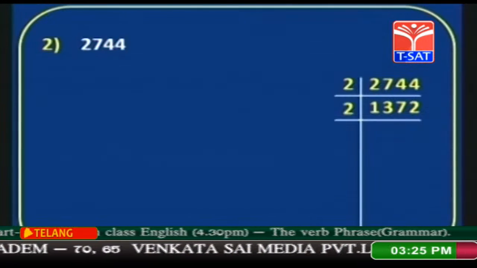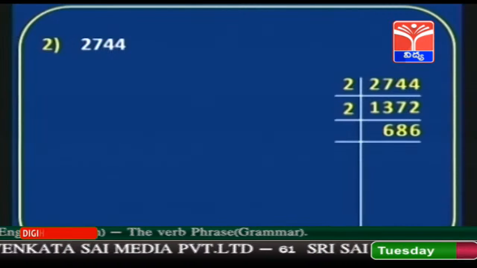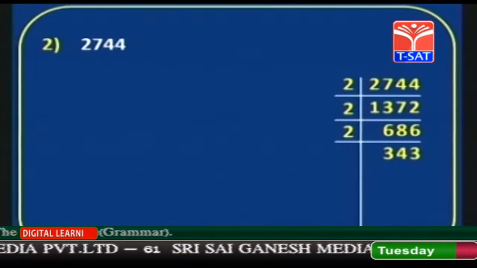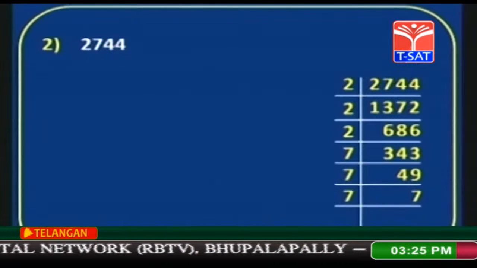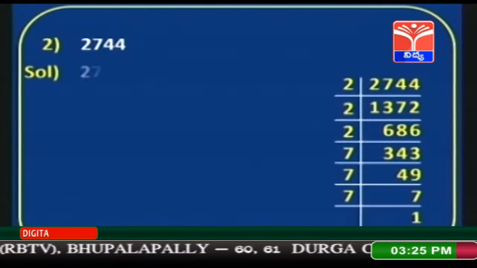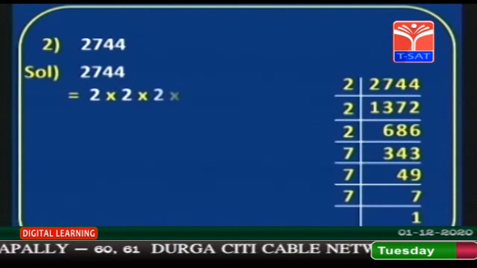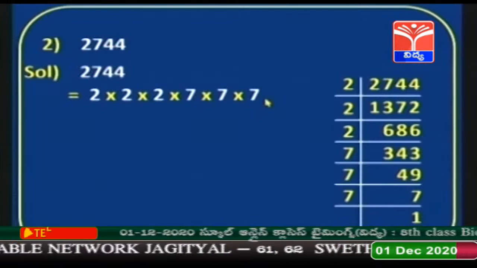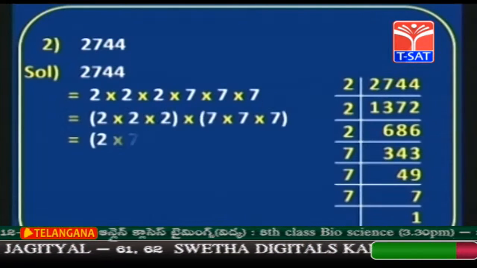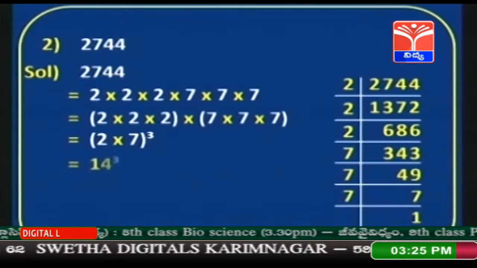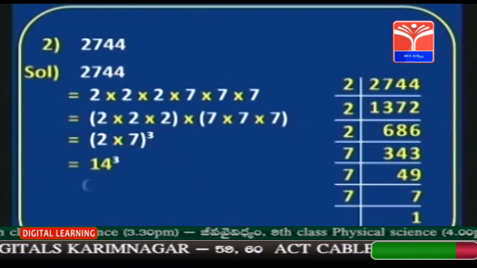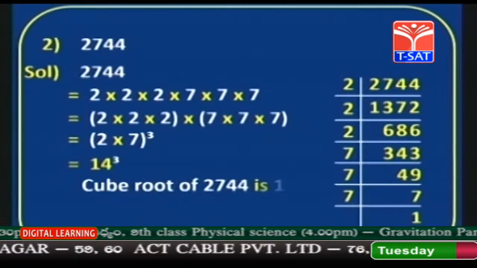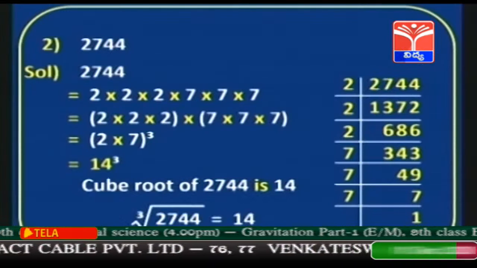2 1372, 2 686, 2 343, 7 49s, 7 7s, 7 1s. So 2744 can be written as 2 into 2 into 2 into 7 into 7 into 7. So I can make 2 groups. So I can write them as 2 into 7 whole cube. I can write it as 14 cube. So cube root of 2744 is 14.